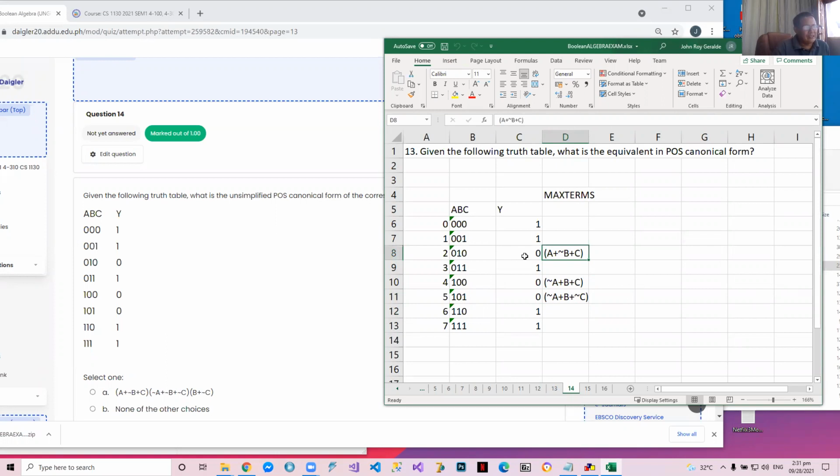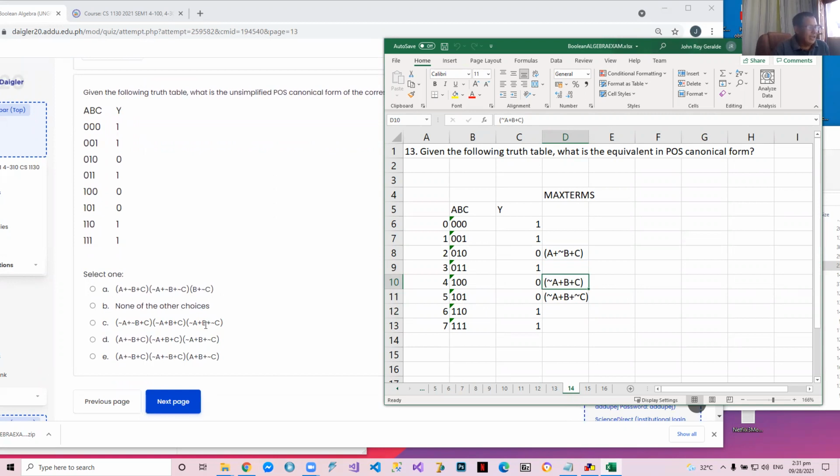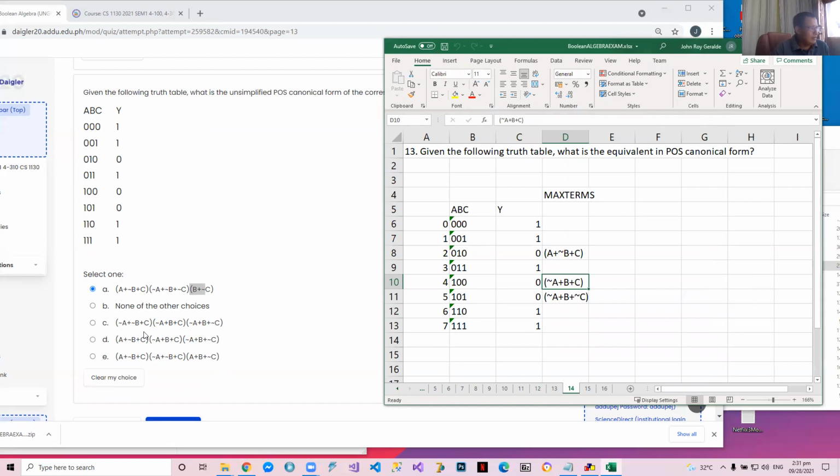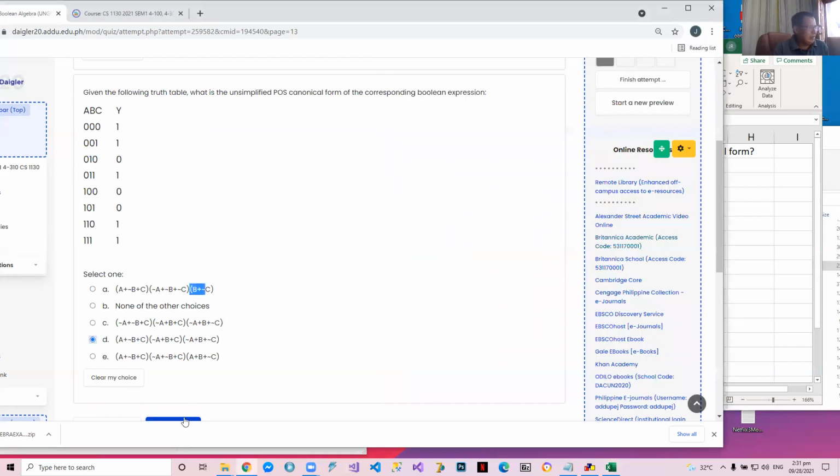Not A is uncomplemented because it's 0. And B is not because it's 1. Okay, and then so we have the 3. So anyway, we look for that. A plus not B, C. A, B, C plus. And dito pwede na because it doesn't have an A here. Okay, so we'll have A plus not B, A plus not B plus C, not A plus B plus C. Okay, this is letter D.